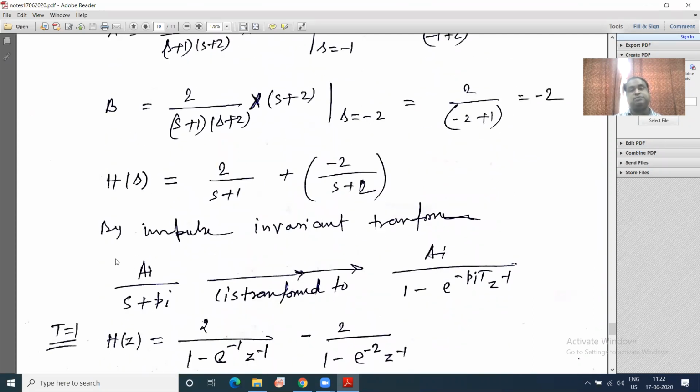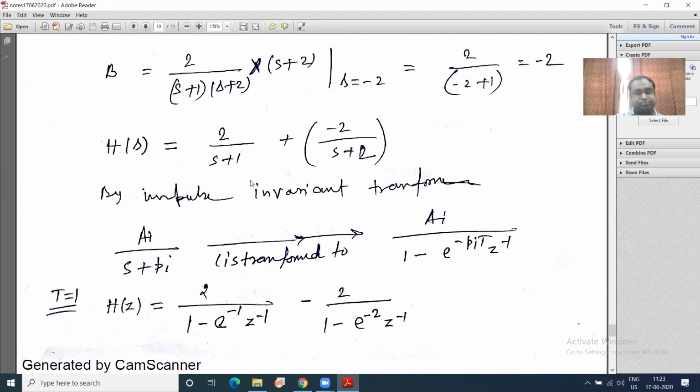Now, using impulse invariant transformation, what I know is that A_i by s plus p_i will be transformed into A_i by 1 minus e to the power minus p_i T into z inverse. That is what we have derived. That is the impulse invariant method. Now I have to apply this here. How do you apply this? See, this is your p_i.